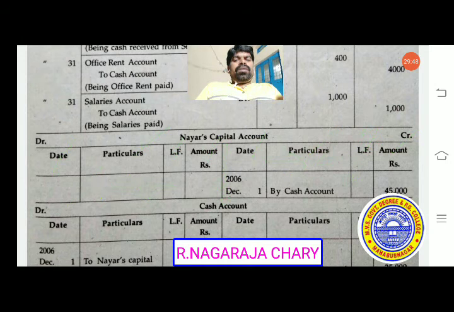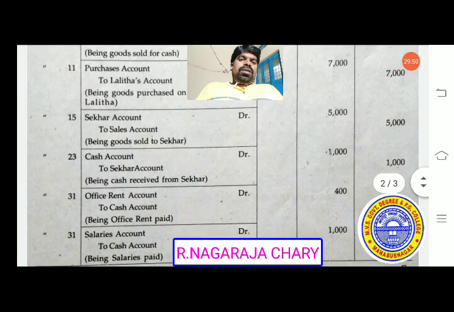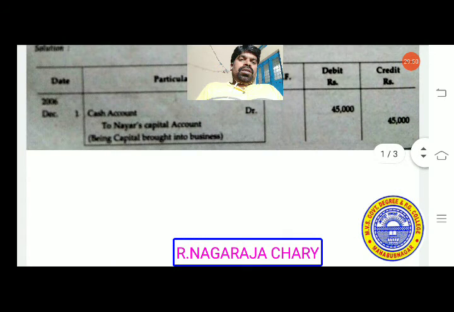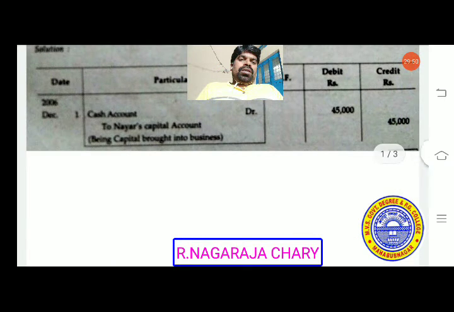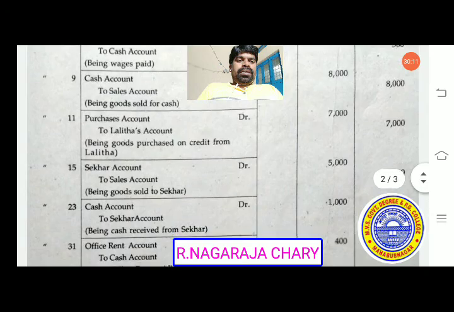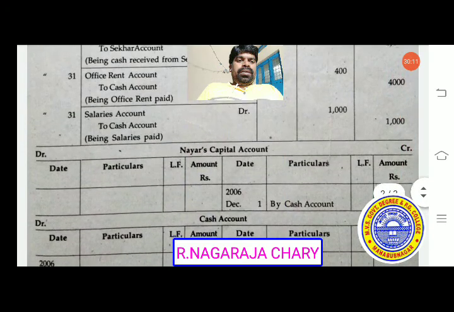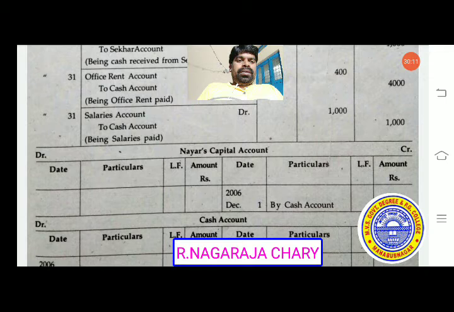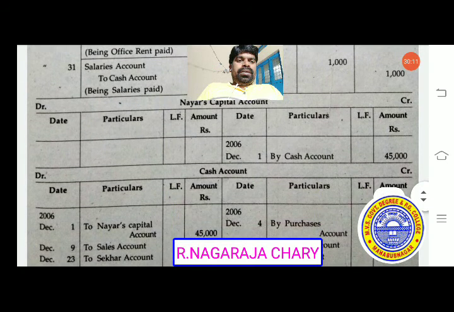Here we observe the first journal entry is cash account debtor to Nair capital account. When cash account ends with Dr, that is known as debited. When Nair capital account is started with To, that is credited, that is the meaning. When we are posting into the concerned ledger, Nair capital account is credited in the journal entry, so that is why by cash account.